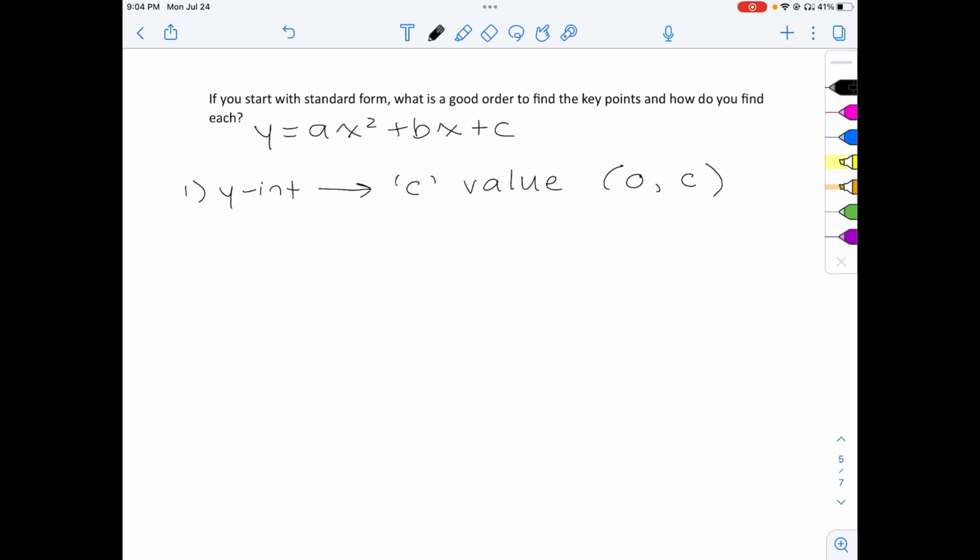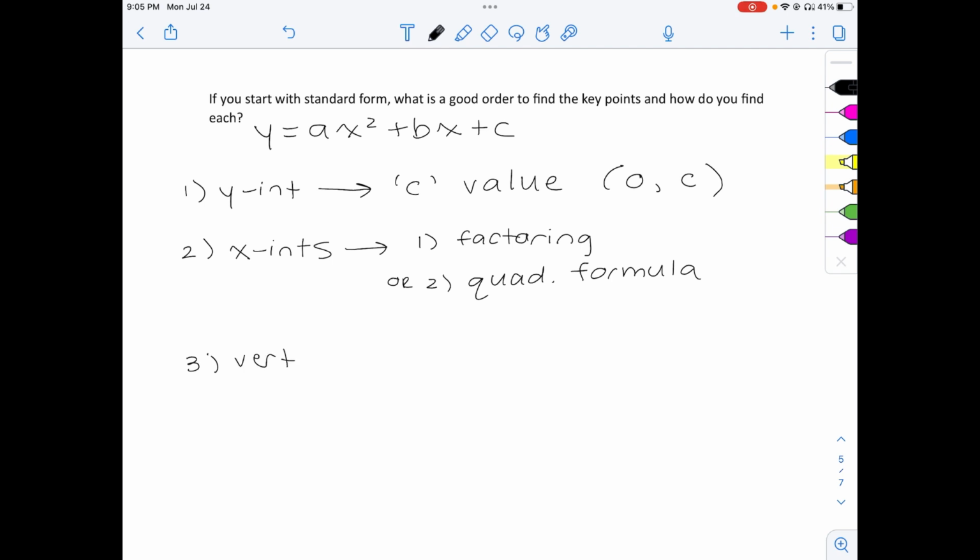What I would find next, for me, I would find the x-intercepts, just because I like factoring. So I would do this by either factoring or using the quadratic formula. If you can't factor or if you just prefer the quadratic formula, that's fine. You can use it in place of factoring, unless the question is actually asking you to factor. Okay, so x-intercepts, and then last I would find the vertex.